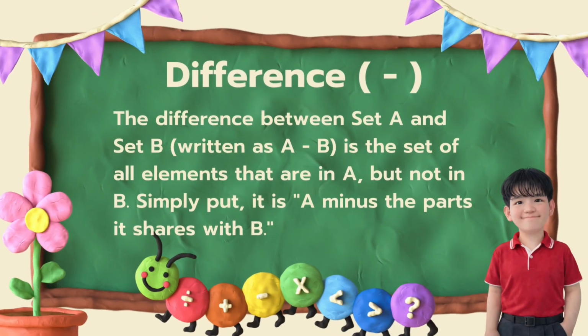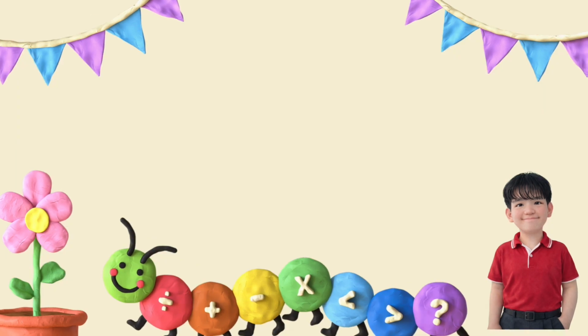The difference between set A and set B, written as A minus B, is the set of all elements that are in A but not in B. Simply put, it is A minus the parts it shares with B.